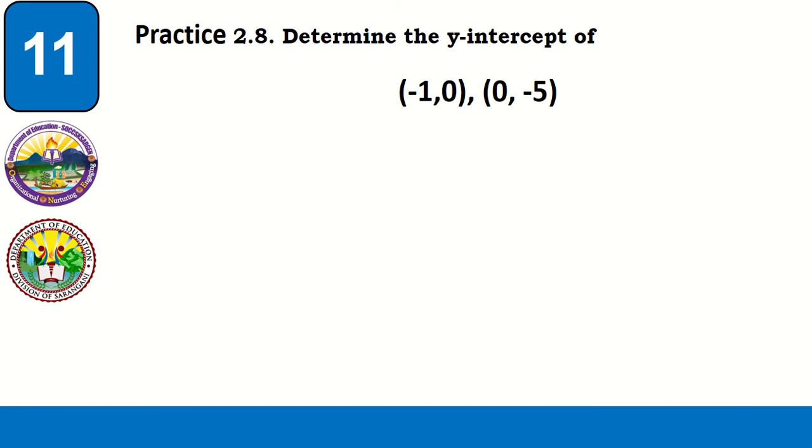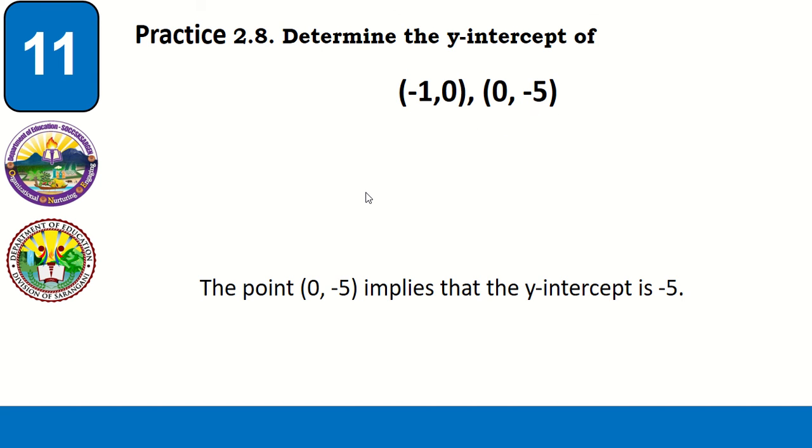How about this? The y-intercept is the value of y when x equals 0. So the y-intercept is negative 5 because its partner is 0, 2.9. So the point (0, negative 5) implies that the y-intercept is negative 5. Vice versa, the y-intercept of negative 5 implies the point (0, negative 5).